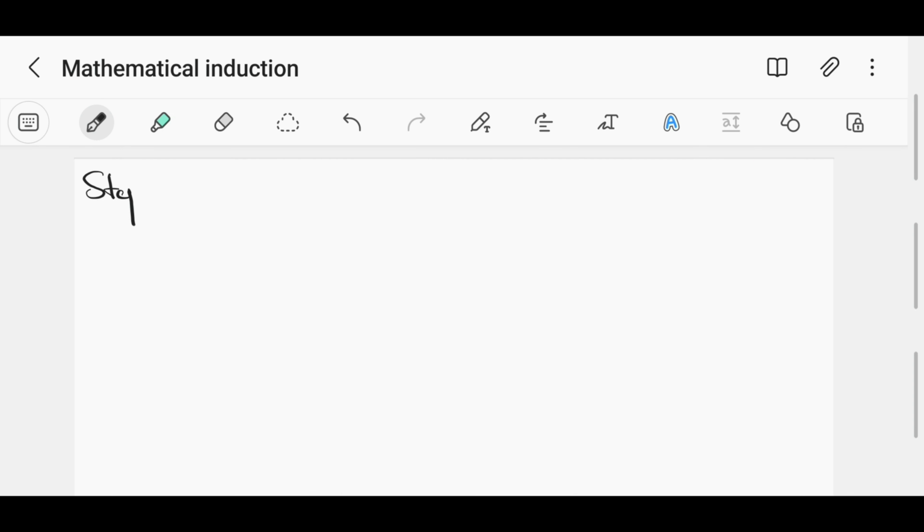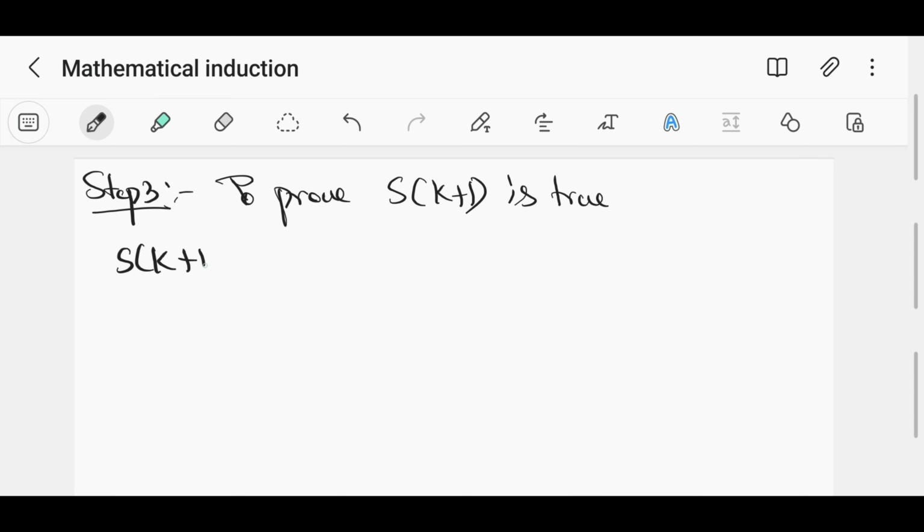In step 3, what did I tell? In step 3, we have to prove that S(k plus 1) is true. So based on the assumption which we have assumed in step 2, we will prove that S(k plus 1) is true here. So S(k plus 1) means what? In place of n, you have to put k plus 1.